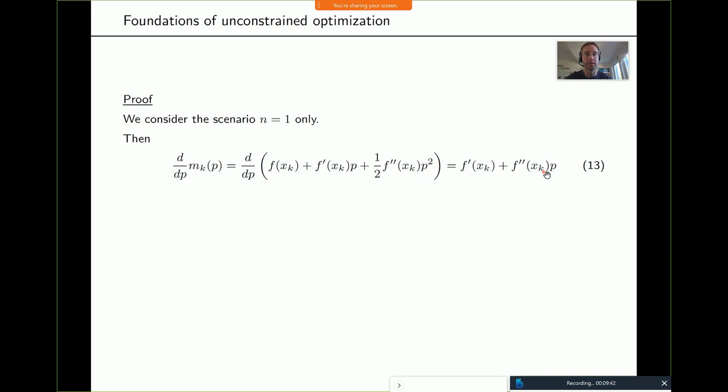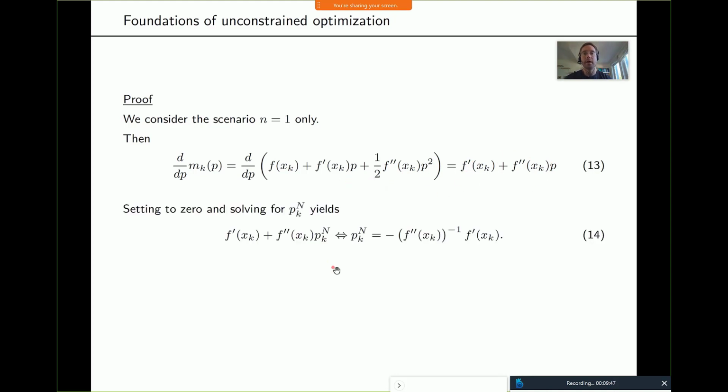Yeah, so that's then the derivative of this model function, and then we set it to 0. So we take this and say now p is our Newton direction, and we set it to 0. And there's the fourth typo. So here you have to imagine equals 0 in here.